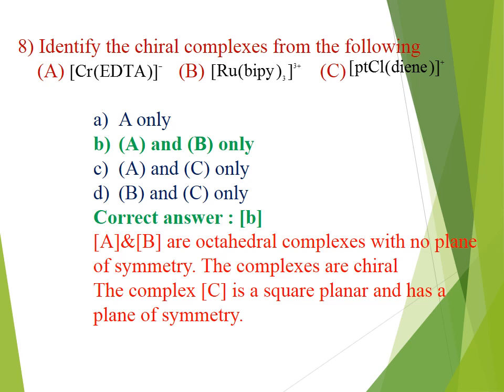Identify the chiral complexes from the following. Here, the correct option is B. Complex A and complex B are chiral complexes. Complex A and B are octahedral complexes with no plane of symmetry. One of the conditions is that the complex should not have a plane of symmetry, then only it is chiral. Therefore, A and B are chiral complexes. The complex C is a square planar complex and has a plane of symmetry. Therefore, it is not a chiral complex. Therefore, the correct answer is A and B for question number 8.